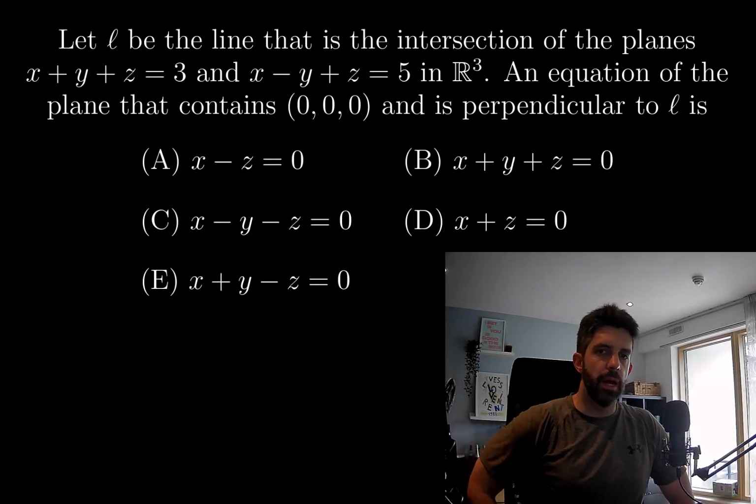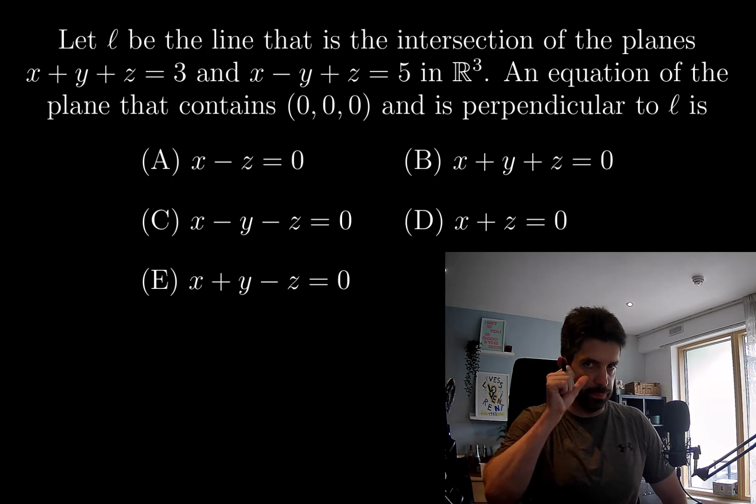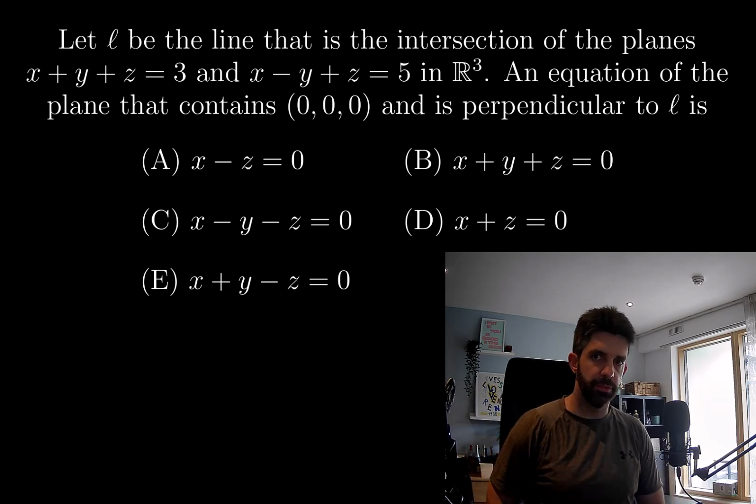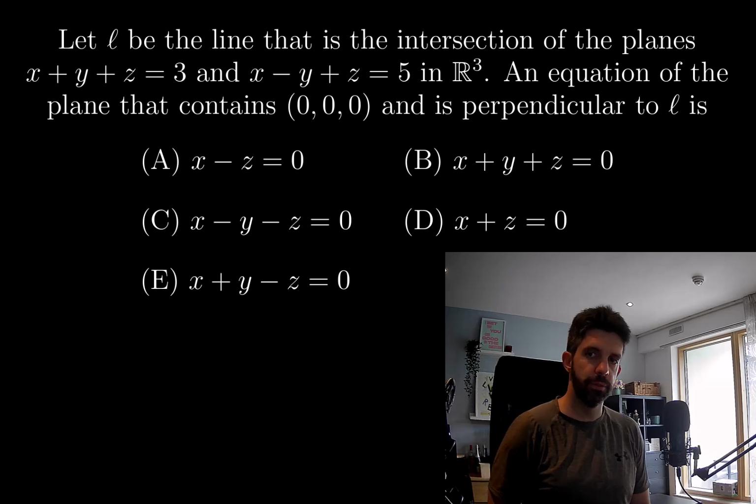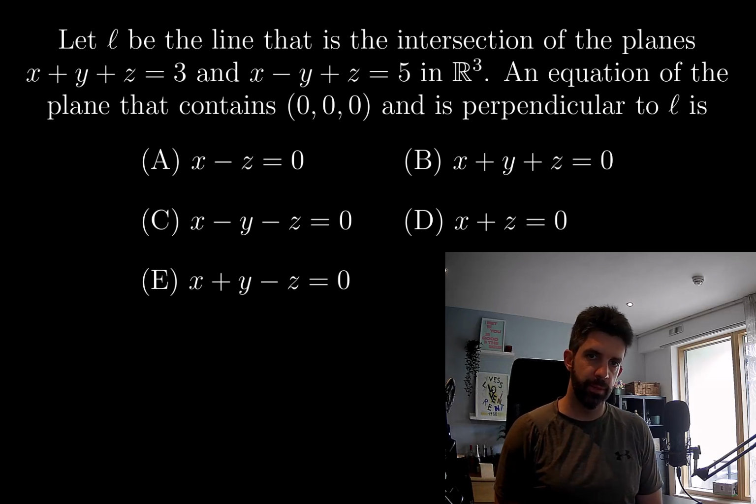Let L be the line that is the intersection of the planes x plus y plus z equals 3 and x minus y plus z equals 5 in R3. An equation of the plane that contains 0, 0, 0 and is perpendicular to L is one of these.